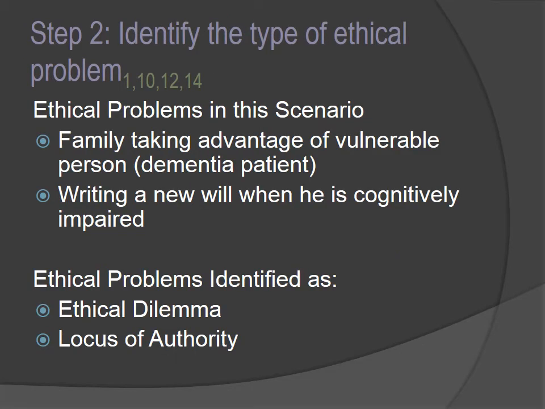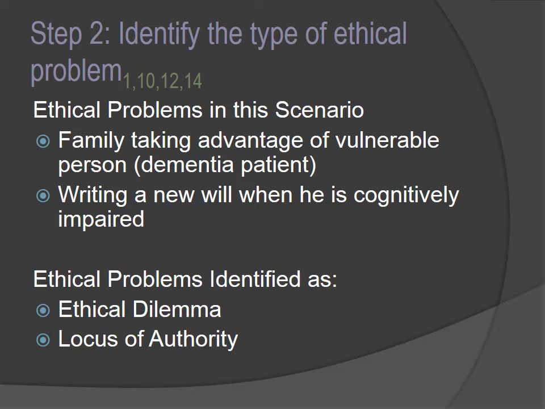Step 2 of Purtilo's 6 steps of ethical decision making is to identify the type of ethical problem. The 2 ethical problems that are noticed here are ethical dilemma and locus of authority. Ethical dilemma is a type of problem created when one is faced with a situation in which there is actually more than one ethical course of action. Locus of authority occurs when there are questions regarding who is responsible or under whose authority something falls.